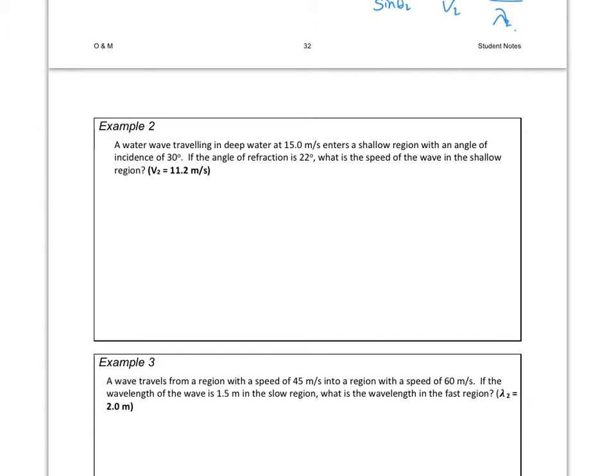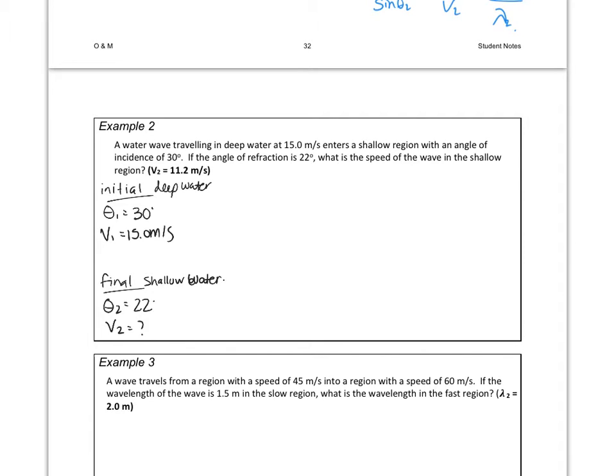So we have initial values and final values, or we could say we had deep water and shallow water. Either way, just keep your numbers organized between the two of them. So our initial angle of incidence is 30 degrees, and our angle of refraction was 22 degrees. The initial speed was 15 meters per second. We are looking for the final speed here.